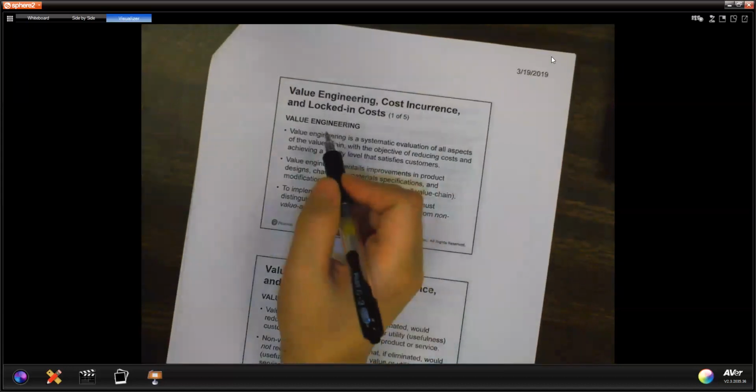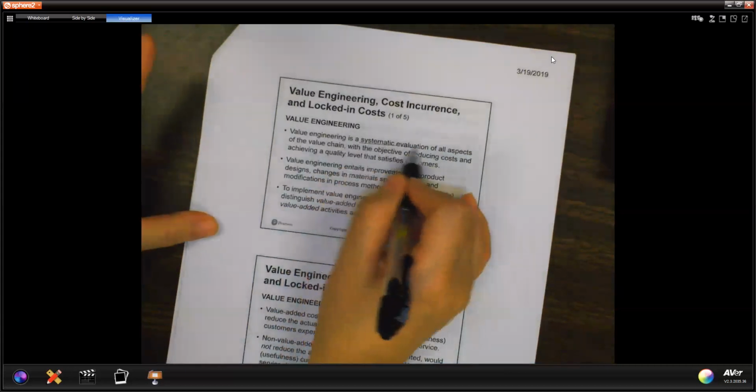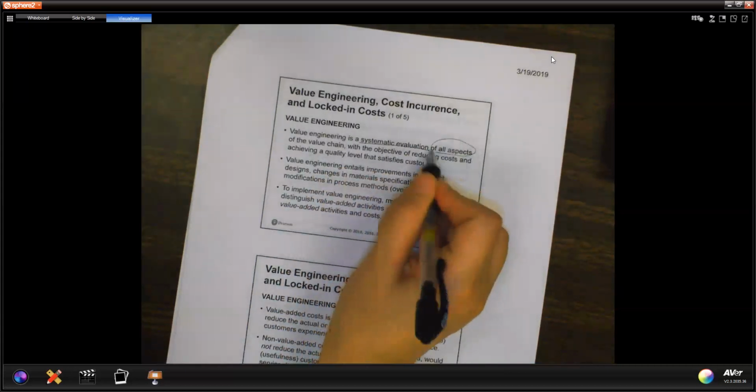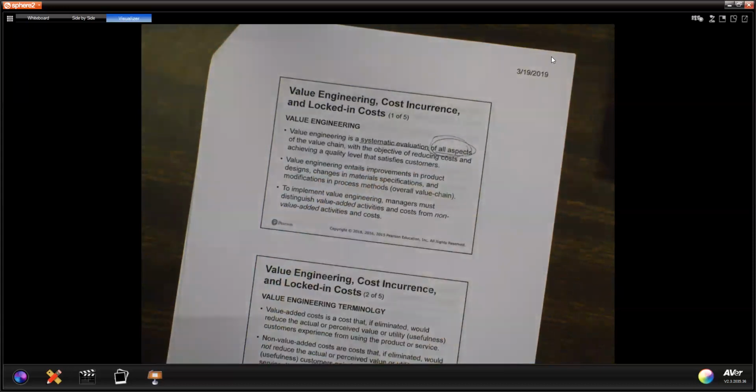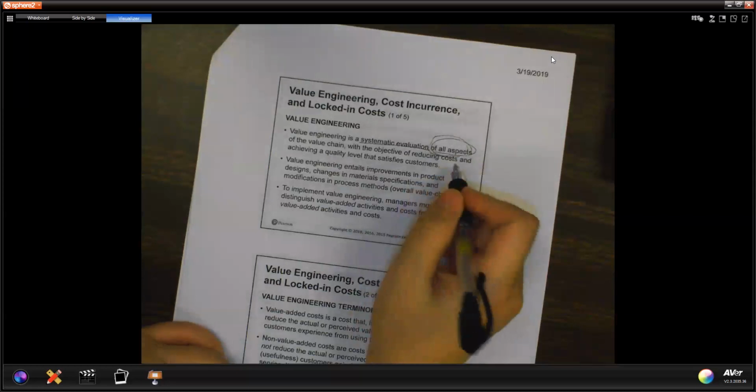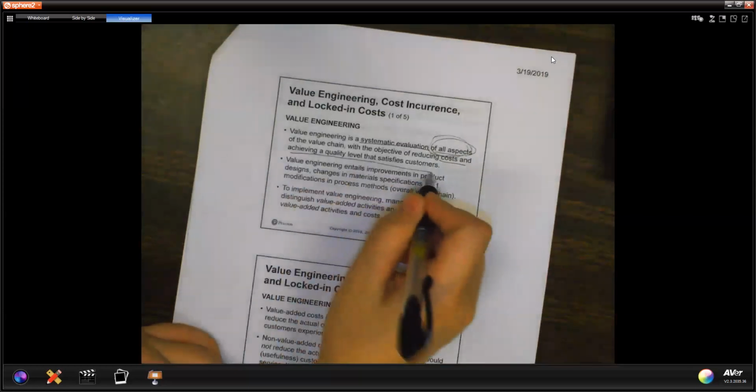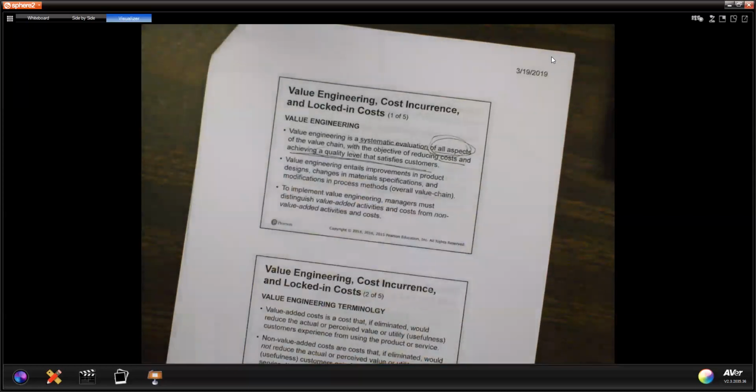So what's the meaning of value engineering? I'm not going to read about value engineering. It is a systematic evaluation of all aspects. Everybody has to be involved, from your R&D, from your manufacturing, from your distribution, from your customer service, so that you can decrease the cost but also have good quality. We cannot say we decrease the cost and then we just have bad quality. That's not value engineering. Value engineering is cutting your cost but still maintaining your quality.